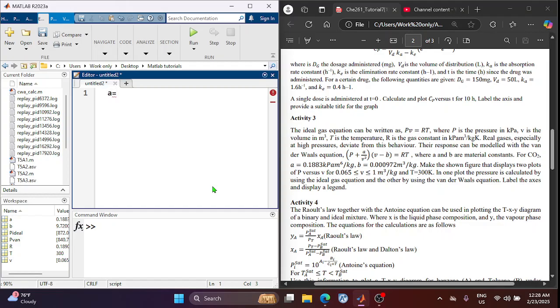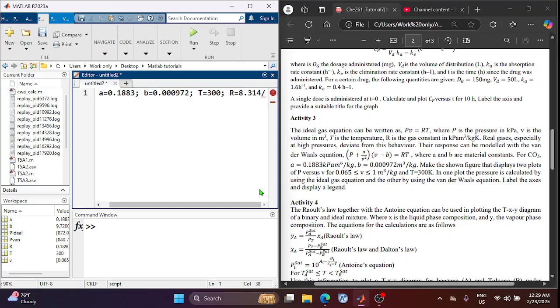So we know from the question that A is equal to 0.1883, B was equal to 0.000972, and the temperature was equal to 300 Kelvin. Now another thing we need to find is R. If you look at it, we need R, right? And the question didn't give it to us explicitly, but we know that R is not 8.314, but it's 8.314 divided by the molar mass of the gas we have.